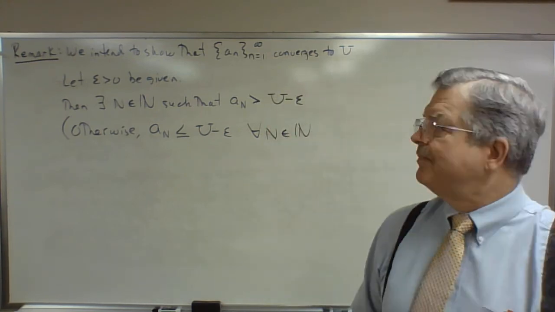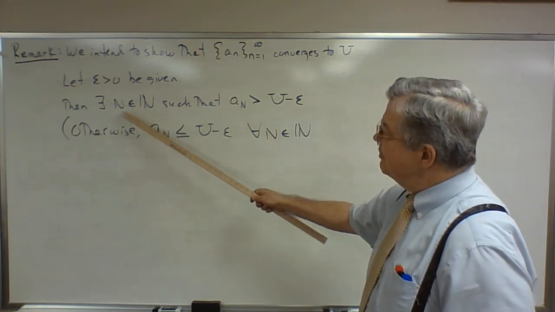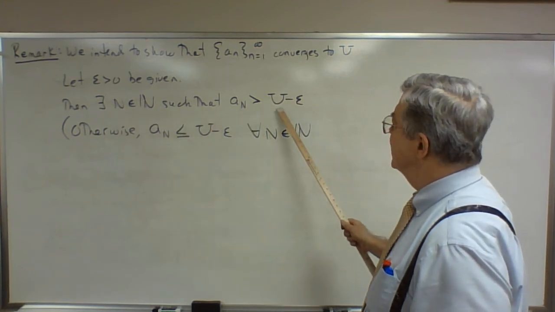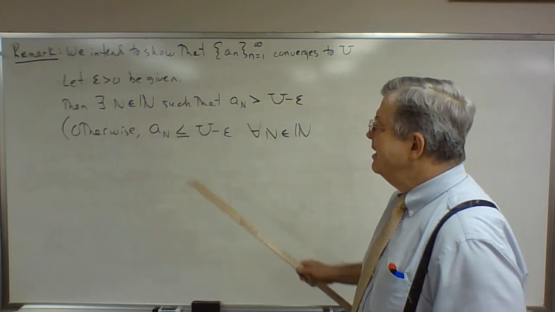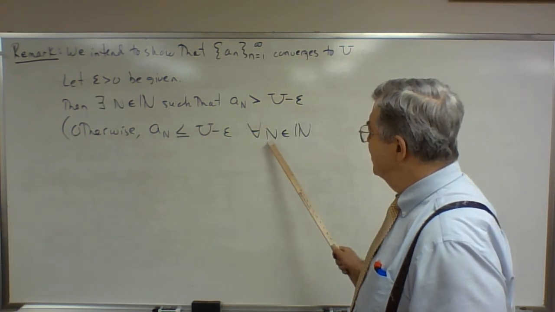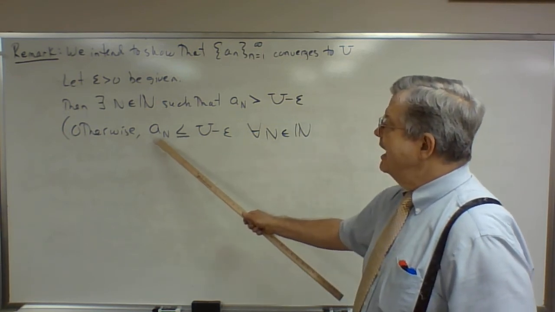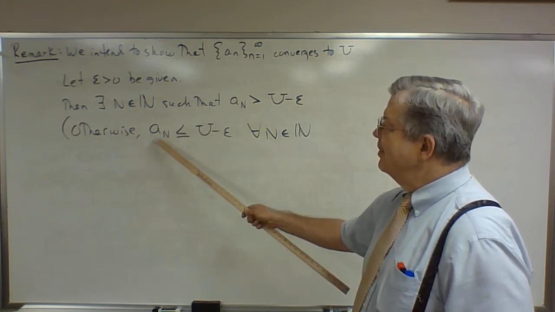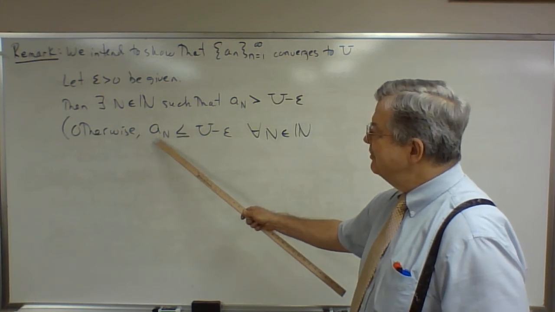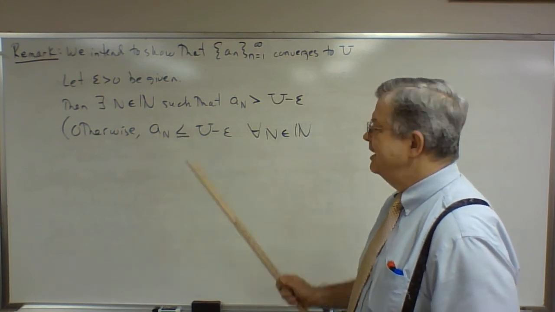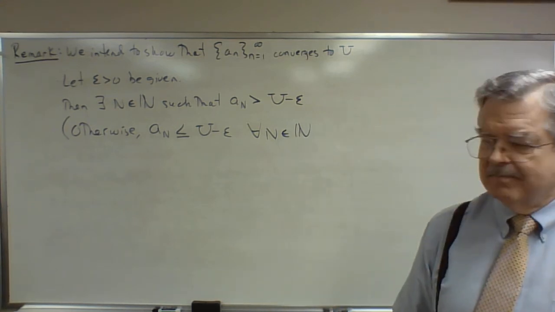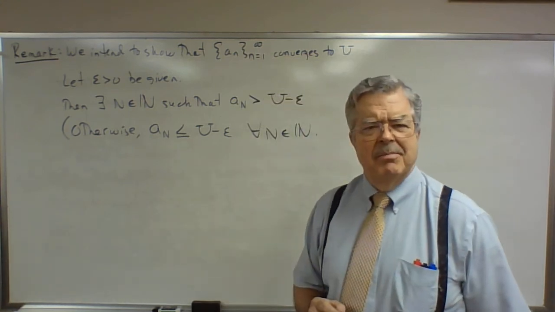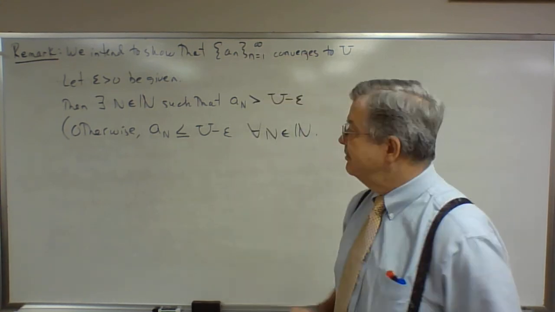Okay, where were we? If it's not true that for some natural number n, A sub n is greater than U minus epsilon, then for all natural numbers n, A sub n is less than U minus epsilon. So in other words, every term of the sequence is less than U minus epsilon. Well, is there a problem with that? There sure is.